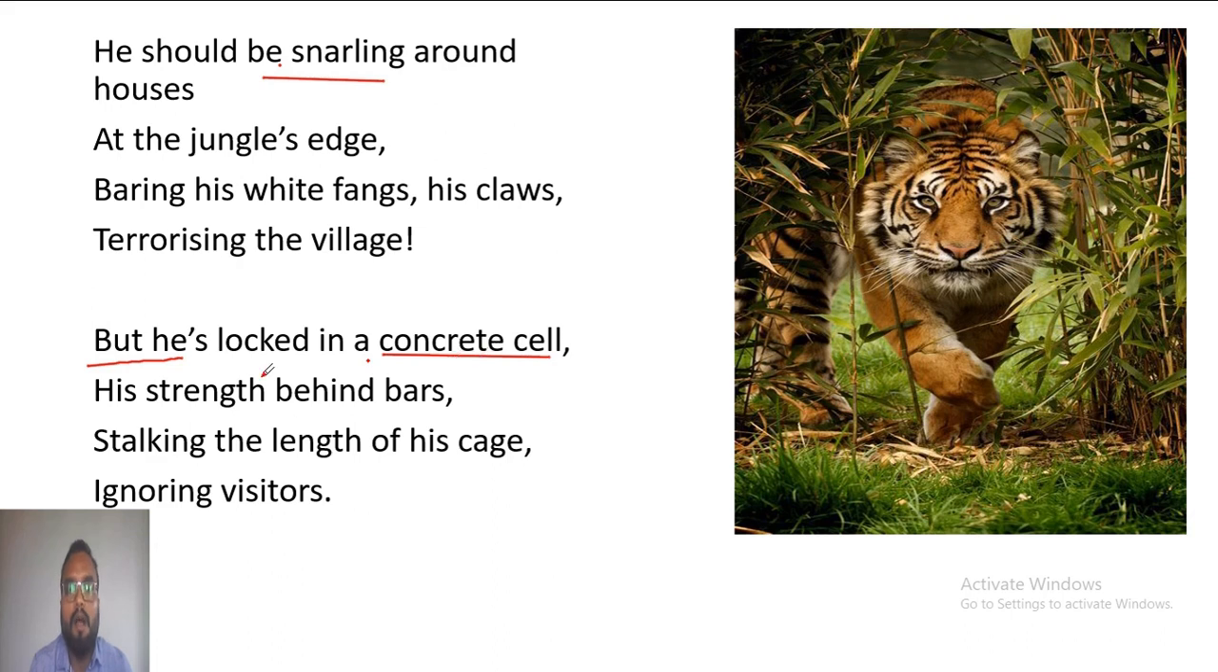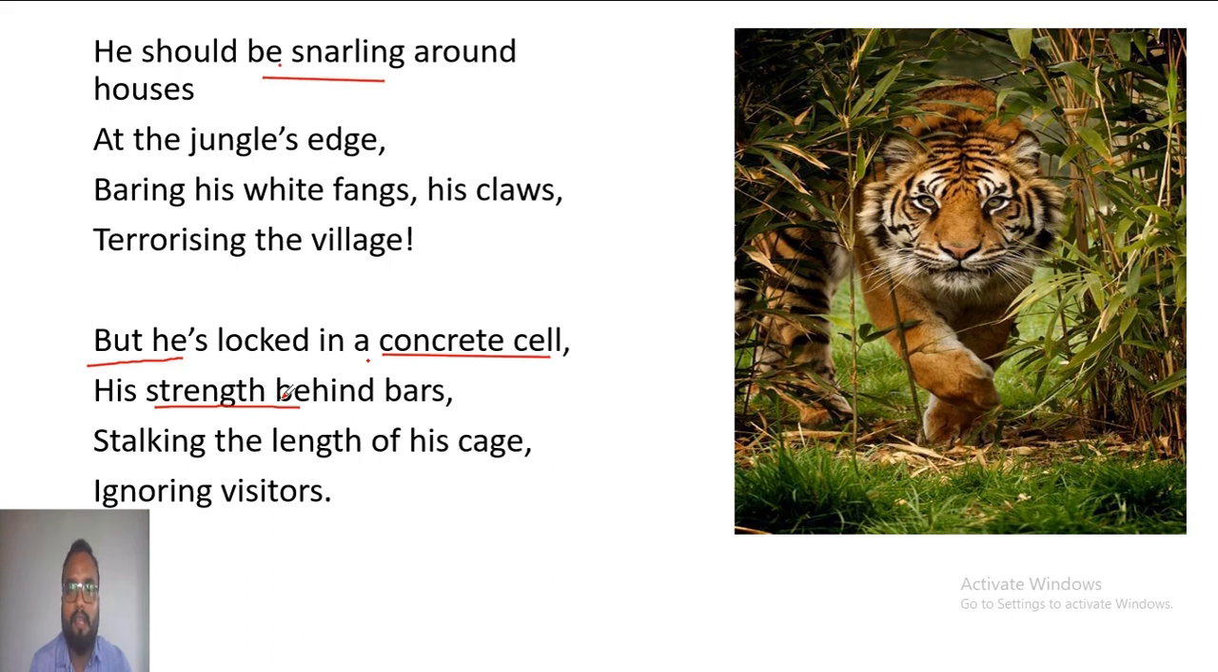His strength behind bars. The strength of the tiger has been overpowered by the strength of the concrete cell. The concrete cell, the man-made artificial environment, that cage has overpowered the strength of the tiger, due to which it has become actionless. It can't show its strength. It is behind the bars, its activity has become limited, its strength even has been reduced to zero.